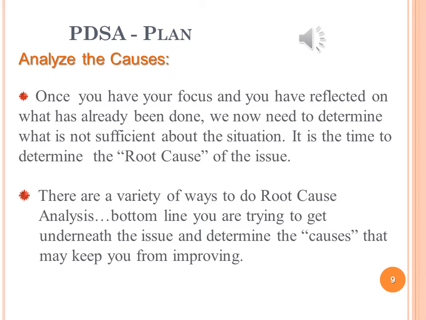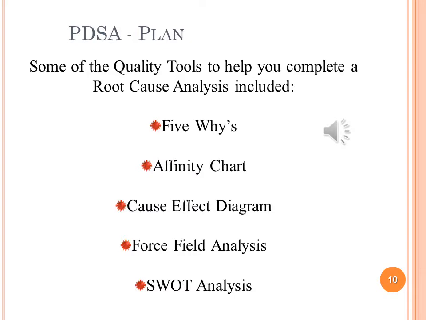The next step in the plan is to analyze the causes. This is what's not sufficient about the situation. You've got a problem. You want to, say, for example, increase reading comprehension. You've already listed a variety of things that you've done so far, but now is the time to get underneath the issue. Why is there an issue with reading comprehension? There are a variety of ways to do a root cause analysis, but basically what you're trying to determine is what is keeping you from improving. There are many, many ways to do a root cause analysis. Some of the qualities include the list here on this slide.